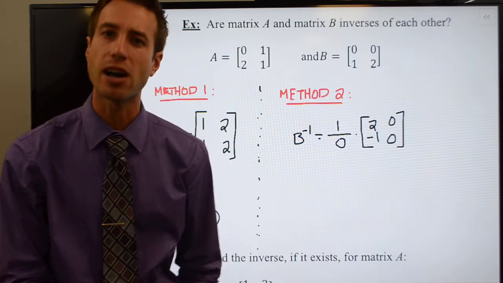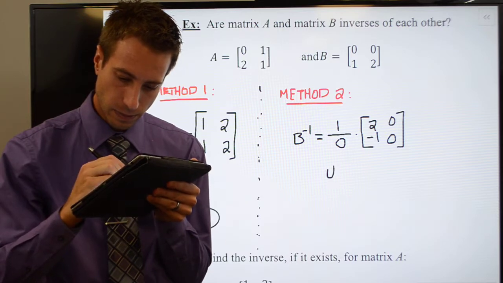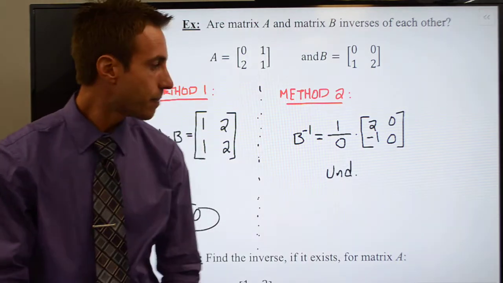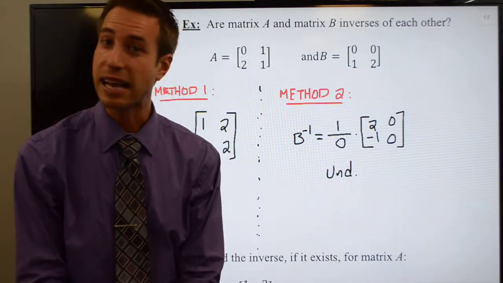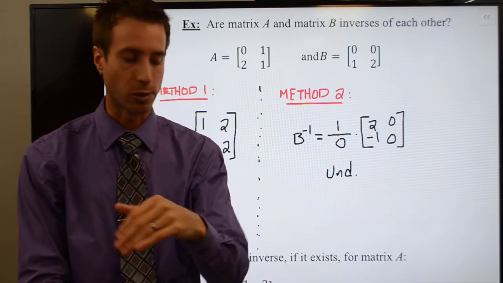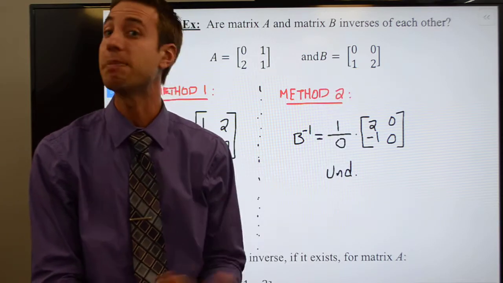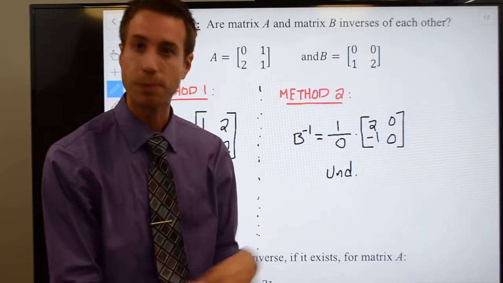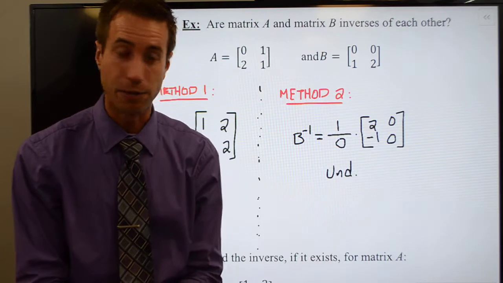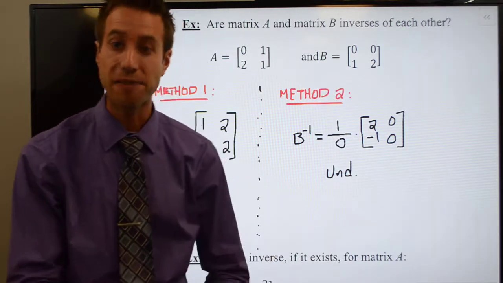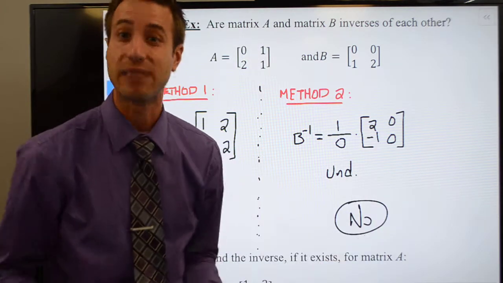Remember, division by 0 is undefined, and what that means is that B, this matrix, actually doesn't have an inverse, which is totally possible. It is completely possible for matrices to not have inverses. Here's an example of one. B doesn't even have an inverse due to division by 0, which is undefined. And so there's no way that A and B could be inverses. So no, they are not inverses.